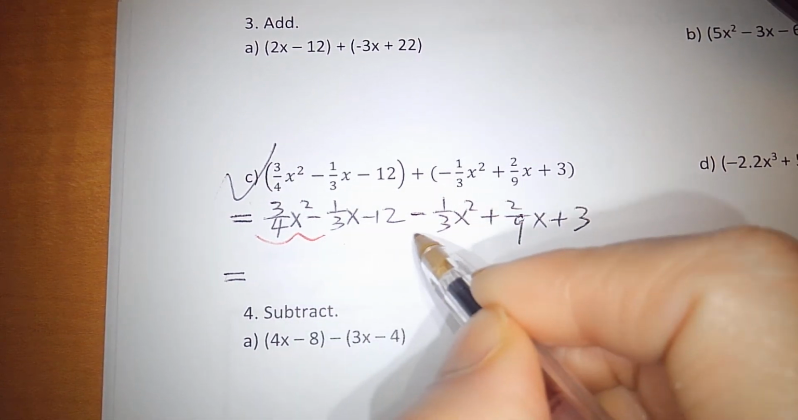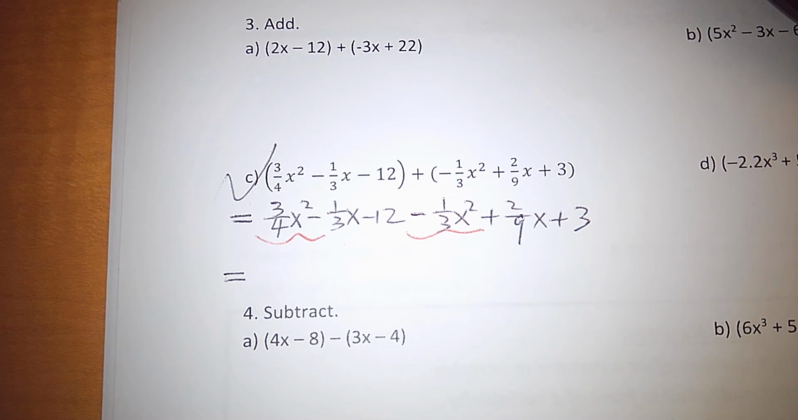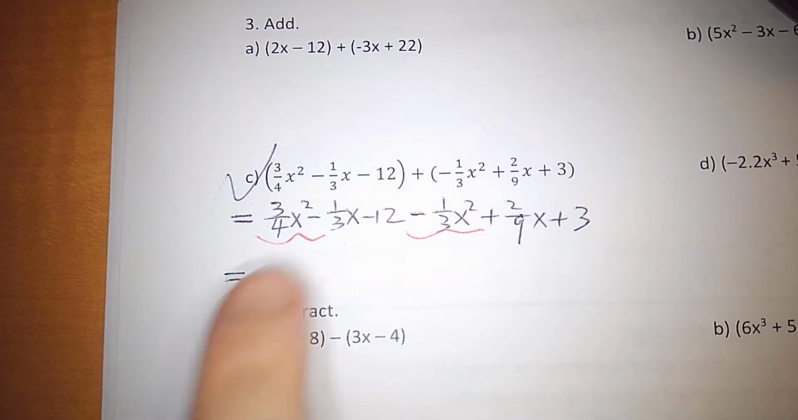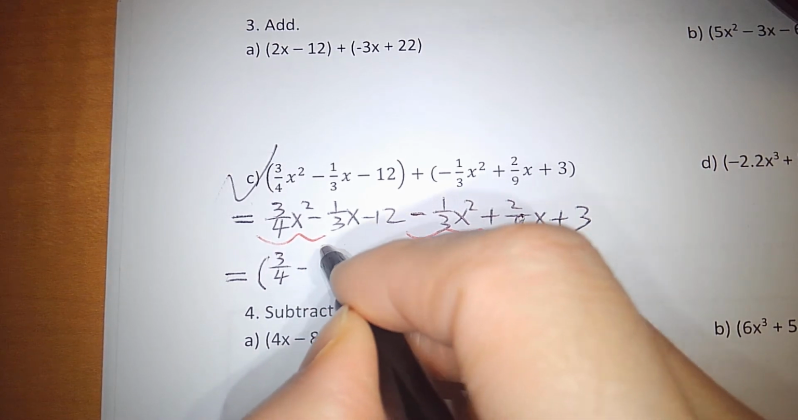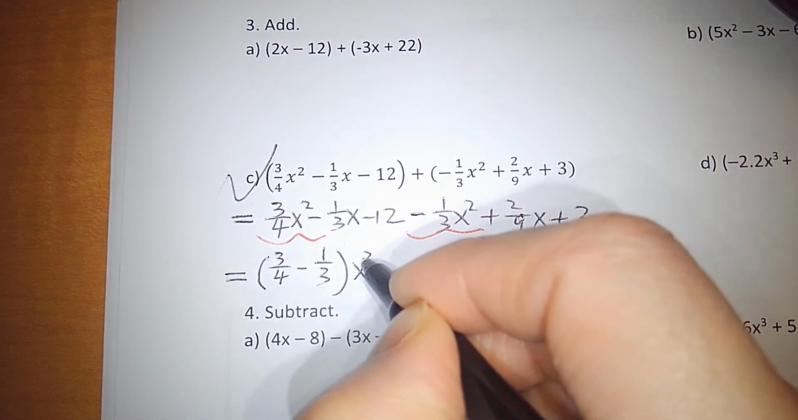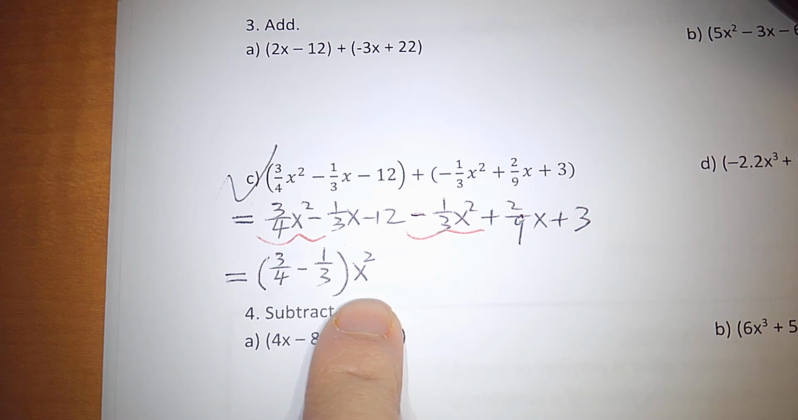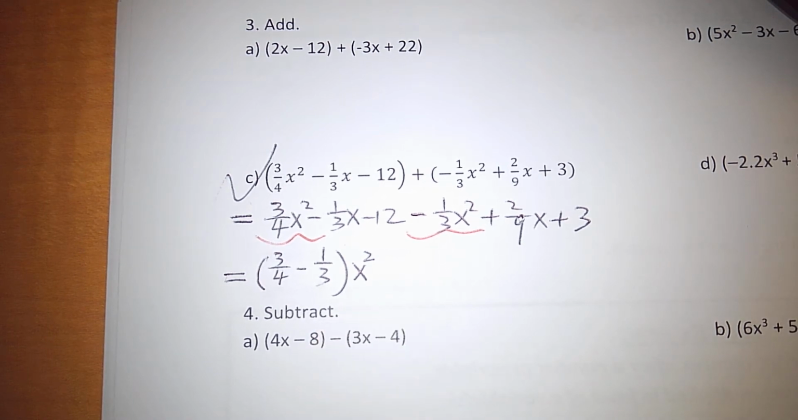3/4 x squared. Yeah, so this two is a pair. Okay, so what I'm going to do is I use 3/4 minus what? 1/3. That's the coefficient for x squared. Can we? Yes, right? Do you have other like terms?